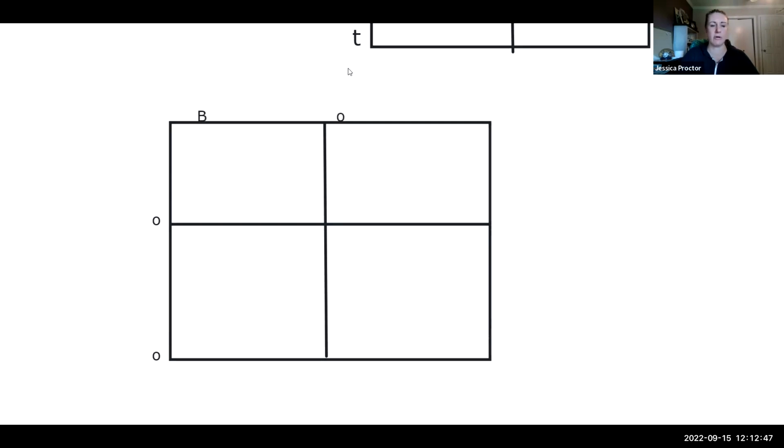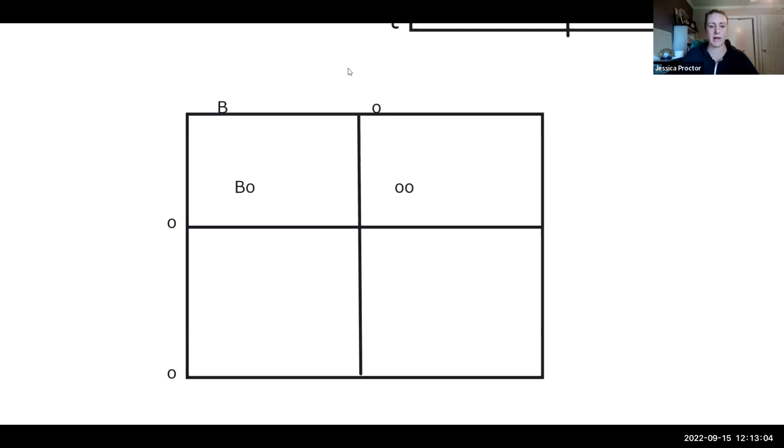So in this scenario, what would go here in the first box? A B and an O. We'll go here in the second box an O and an O. And here in this third box, we've got a B and an O. And then our last box, we've got an OO.